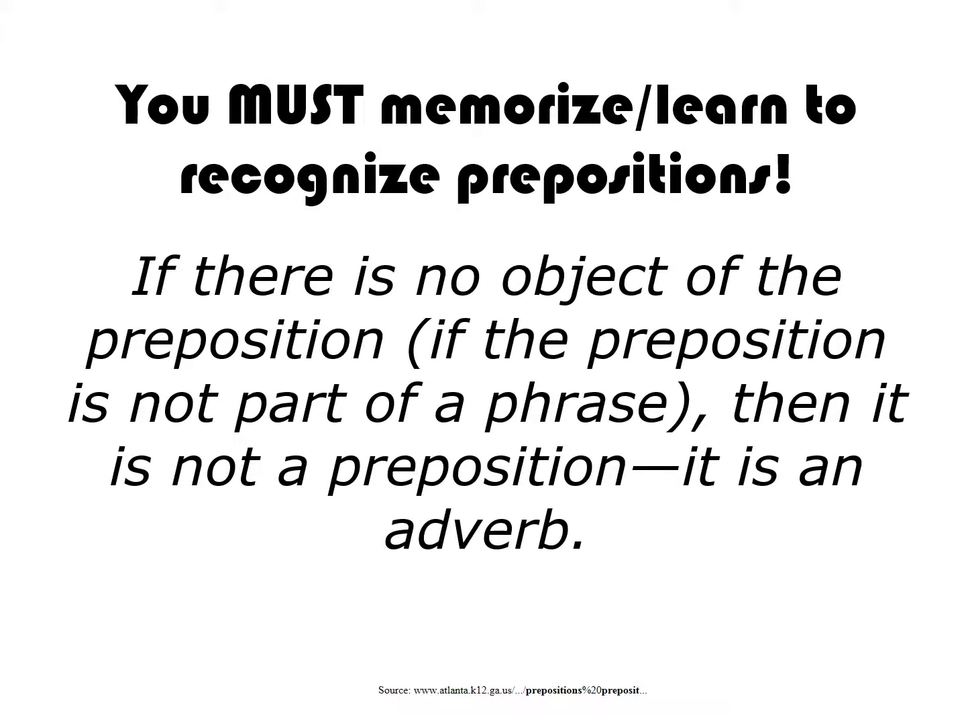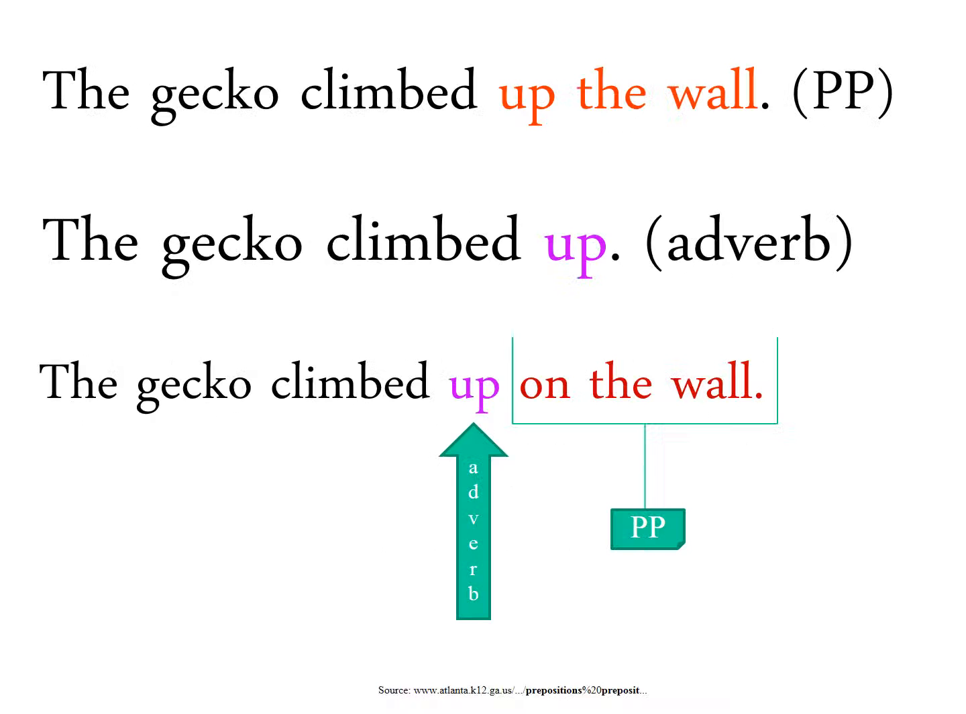If there is no object of the preposition, such as if the preposition is not part of a phrase, then it is not a preposition. It's an adverb, just like the examples that I showed you. And again, you'll have to just start to get familiar with these words as you work on sentences.